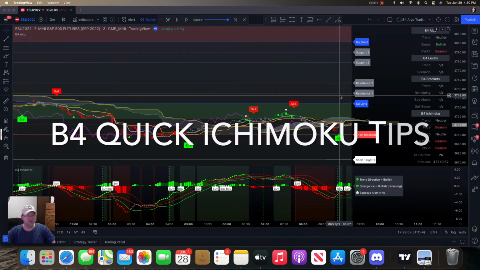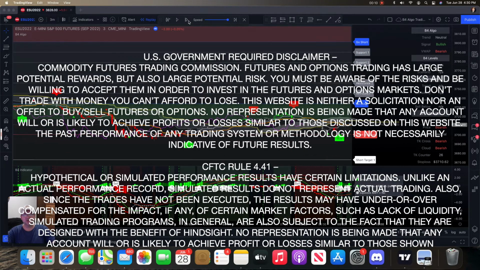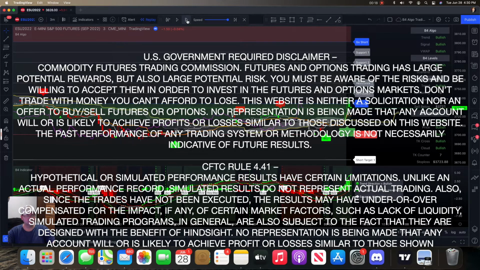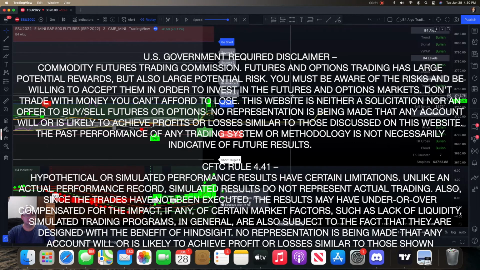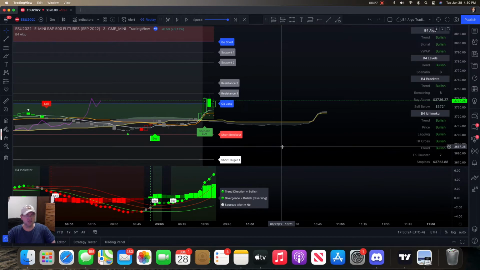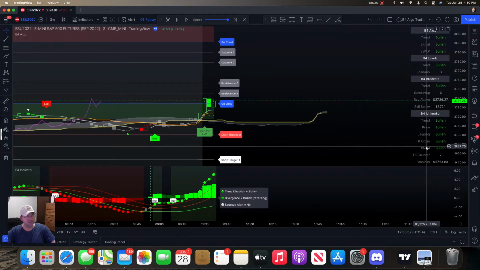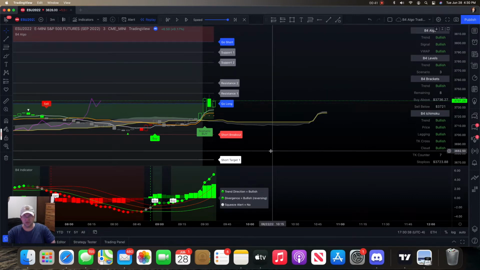Alright, ladies and gentlemen, we're going to do a quick Ichimoku study here. Let's get started. We're going to walk through here. This is our B4 algo, and this is our trading system. And we use Ichimoku. You can see it in our dashboard here. We have a grading system for our Ichimoku here that guides us through our trades. Of course, we have other things as well, mainly focusing on Ichimoku today.